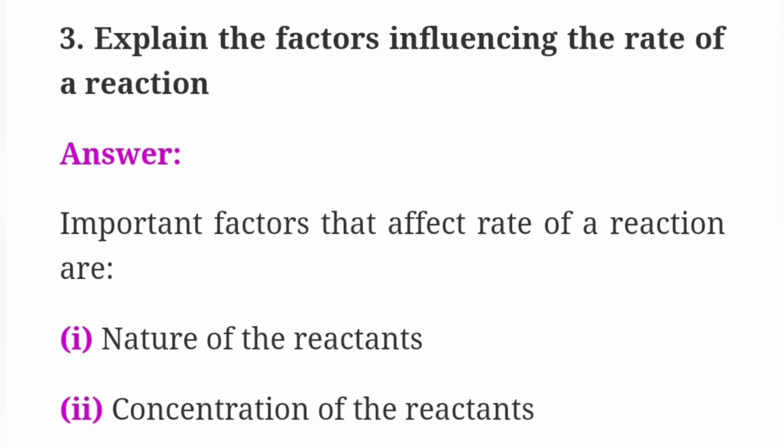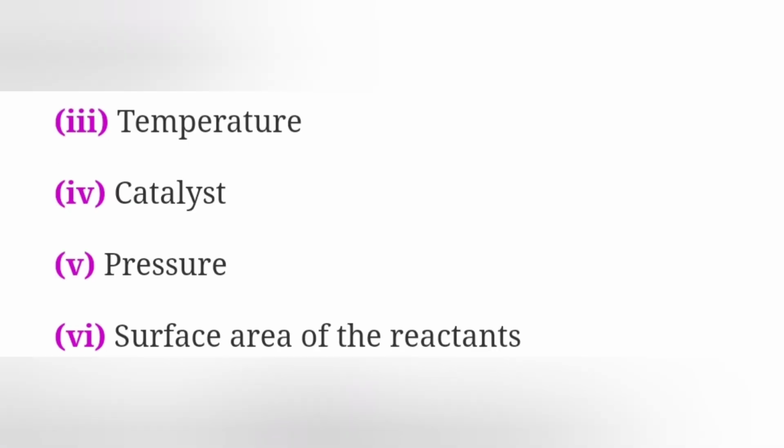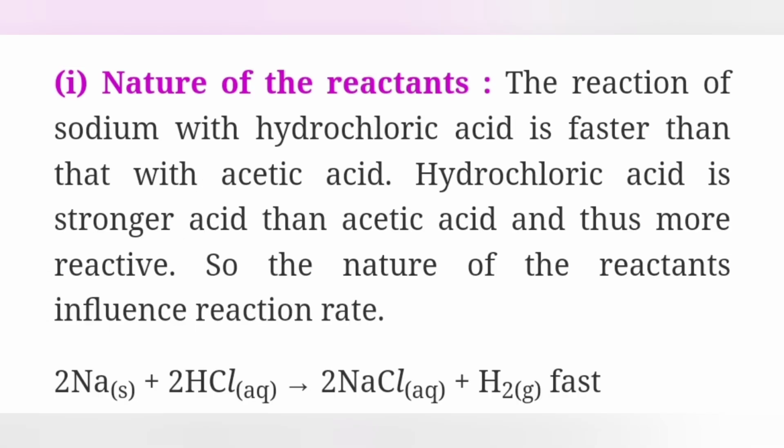Third question, explain the factors influencing the rate of a reaction. Answer, important factors that affect the rate of a reaction are, first point, nature of the reactants. Second point, concentration of the reactants. Third point, temperature. Fourth point, catalyst. Fifth point, pressure. Sixth point, surface area of the reactants.